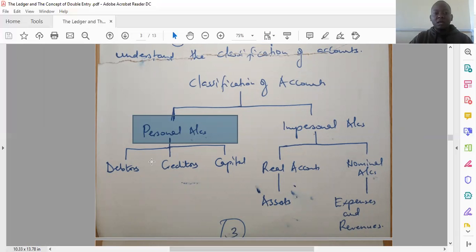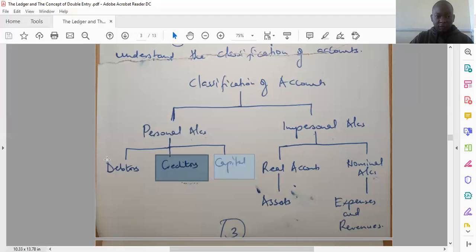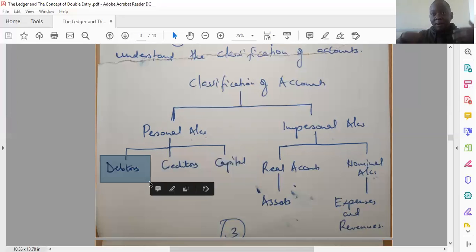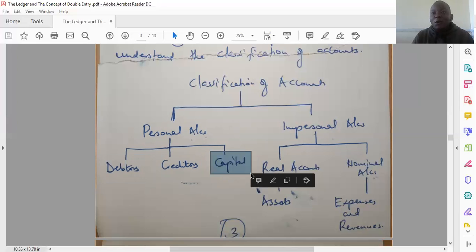The personal accounts are classified into three. We have the debtors account, the creditors account, and the capital account. You understand that debtors are our credit customers, creditors are our credit suppliers, and capital belongs to the owner, of which the owner is also a person.